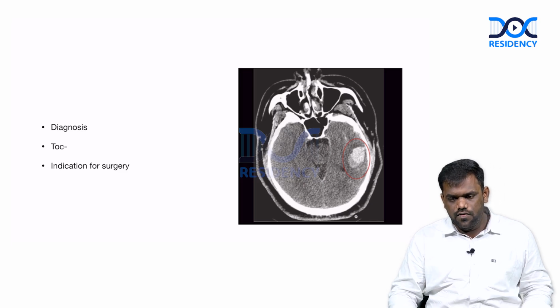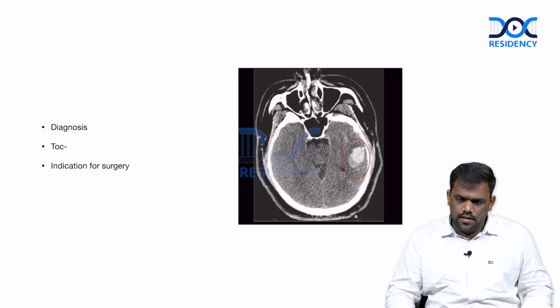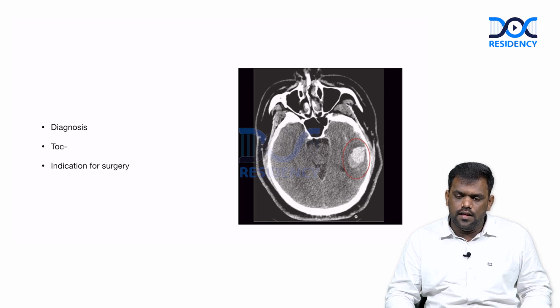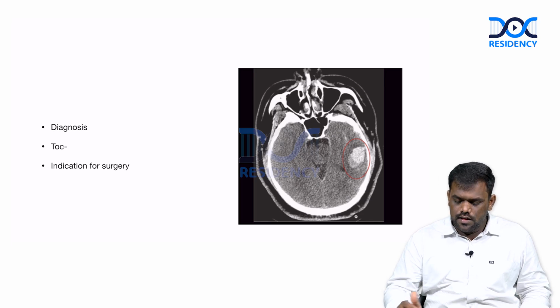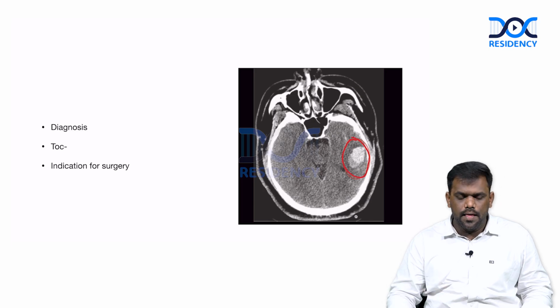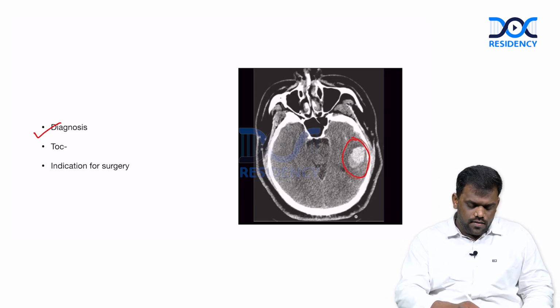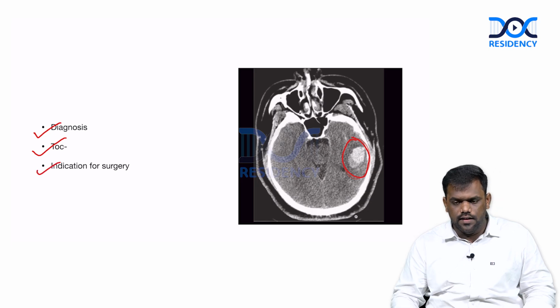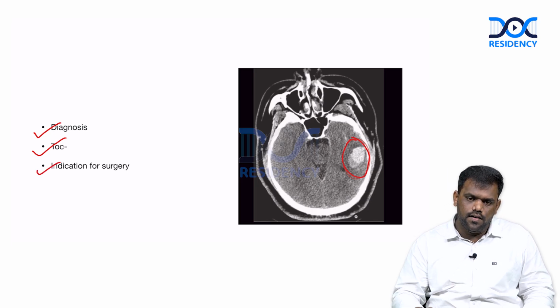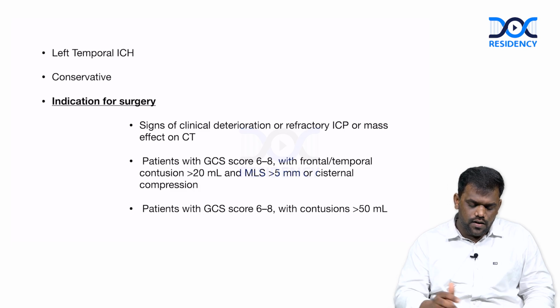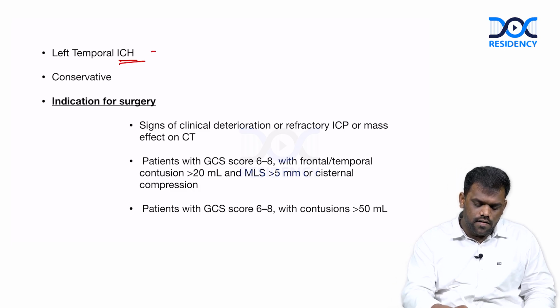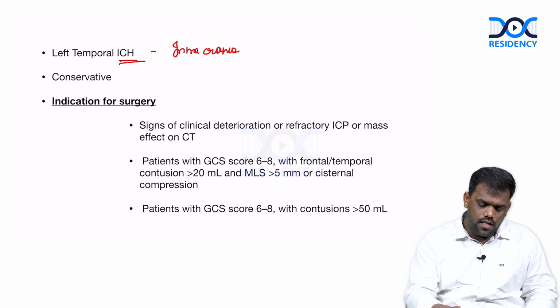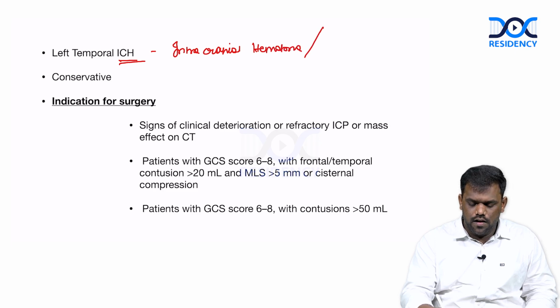Next, let's come to the next scenario. Suppose the patient's CT scan shows a homogeneous hyperdense lesion in the temporal lobe. What is the diagnosis? What is the treatment of choice? What is the indication for surgery? Let's see. What is the diagnosis of this patient? It is a left temporal ICH, an intracranial hematoma. This is called an intraparenchymal hematoma.